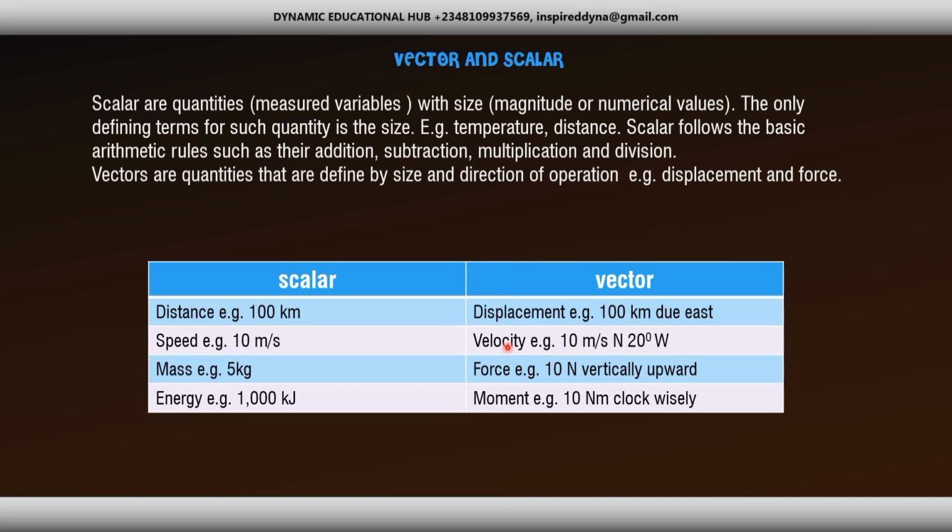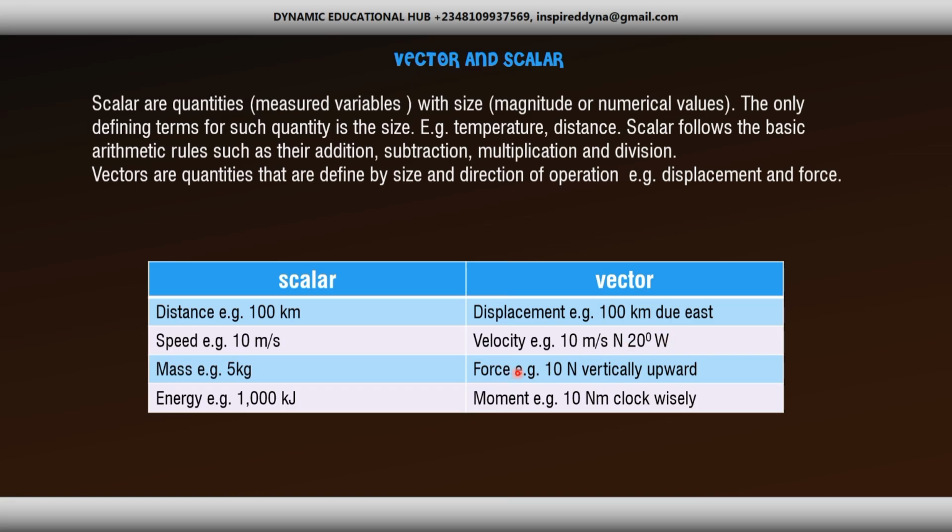Now we have another thing again, velocity. Example: 10 meter per second, north 20 degree west. Now this is showing you the direction of the velocity, north 20 degree west. This is bearing.